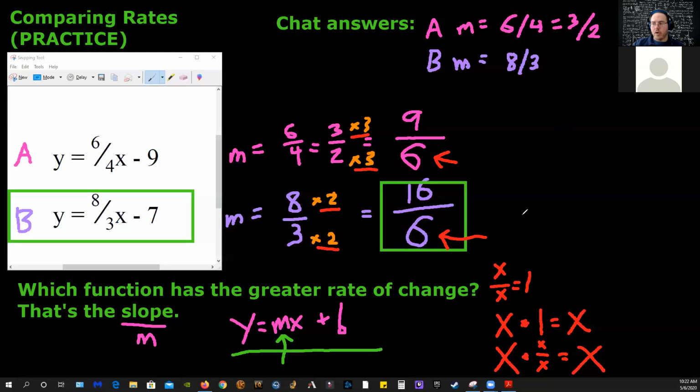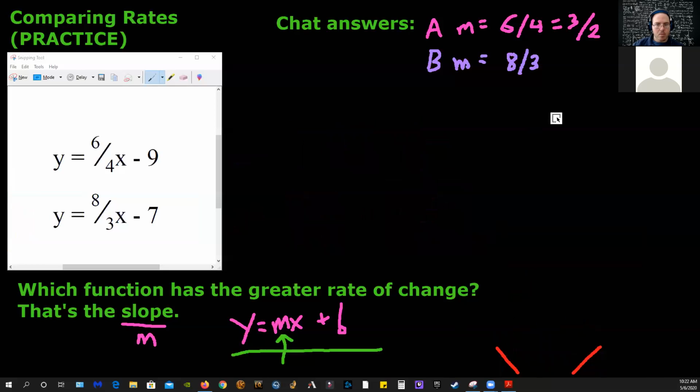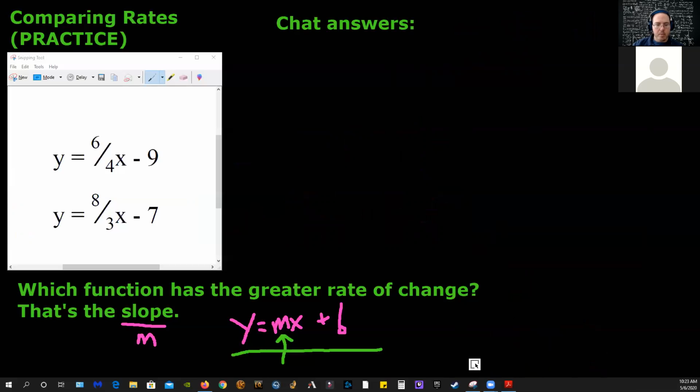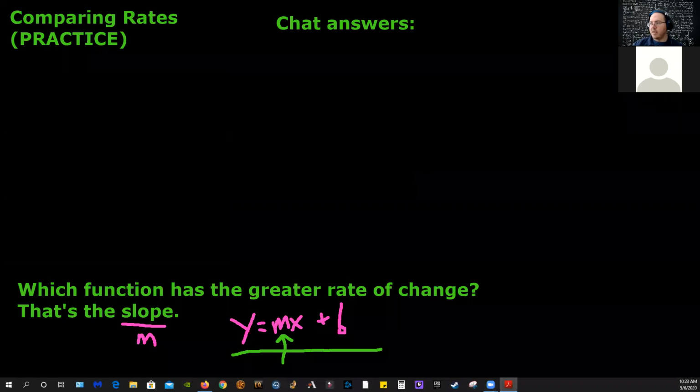So what have we done so far? We've talked about comparing the slopes of functions when you're just given the equation. Now let's look at graphs. As I clear out some scrap work, I might need to get rid of more of this because the graphs take up a lot of room on the screen. We'll see.